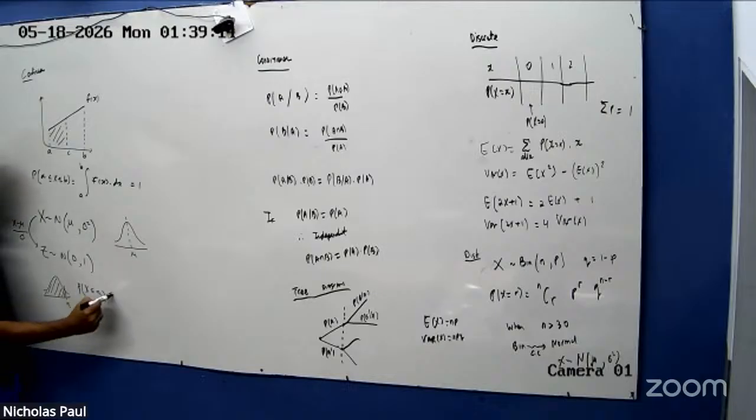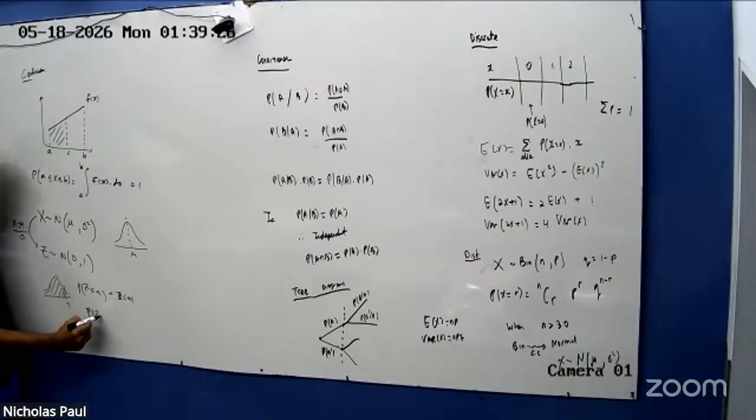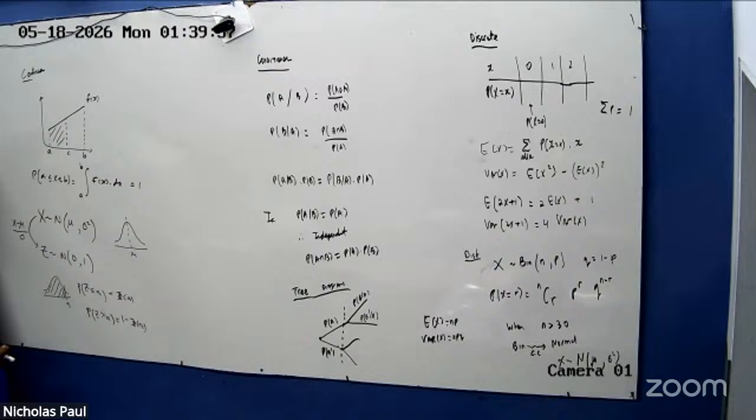All I have to do is to find phi of A. Phi of A simply means go to its table and just read the value. But if I said more than A, that's here. So to get that, it will be 1 minus phi of A. Okay, so you have to look out for that, right?